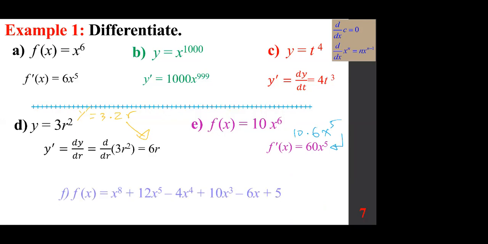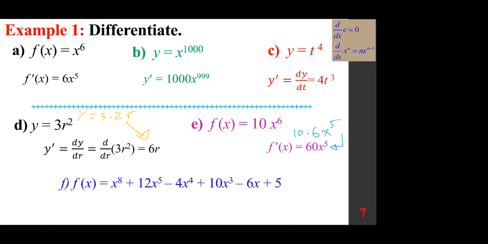So let's give everybody a moment to do this question, which is a bunch of terms, and all you have to do is go term by term. Okay, class? So try to do this simply term by term. Let's see what we get.